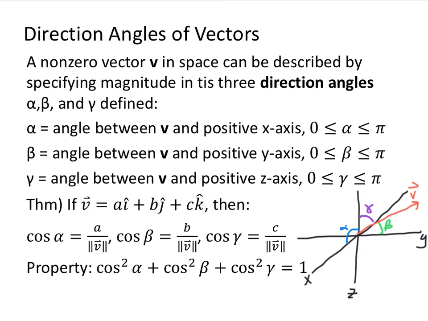Alpha was the angle with the positive x-axis, so the cosine of the angle with the x-axis is equal to the x component over the magnitude. The cosine of beta, the angle with the y-axis, is equal to the y component over the magnitude, and the cosine of gamma, the angle with the z-axis, is equal to the z component over the magnitude. So it's always x angle, x component, y angle, y component, z angle, z component.